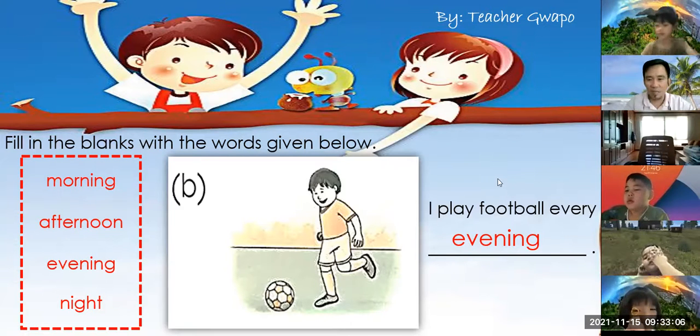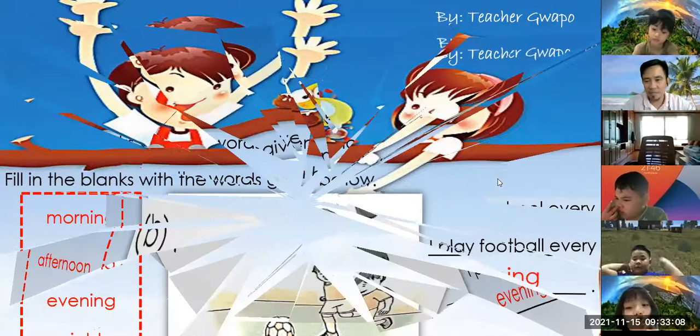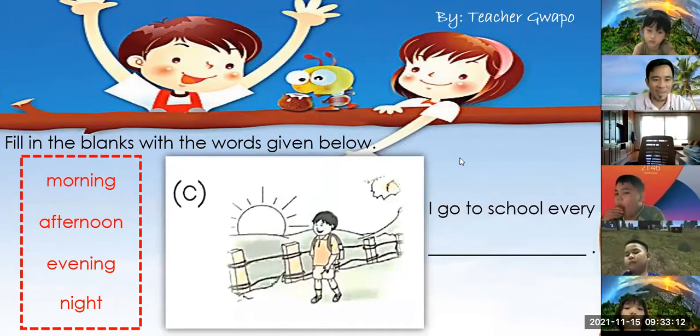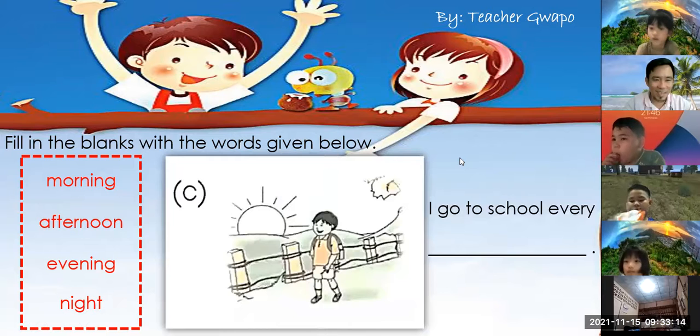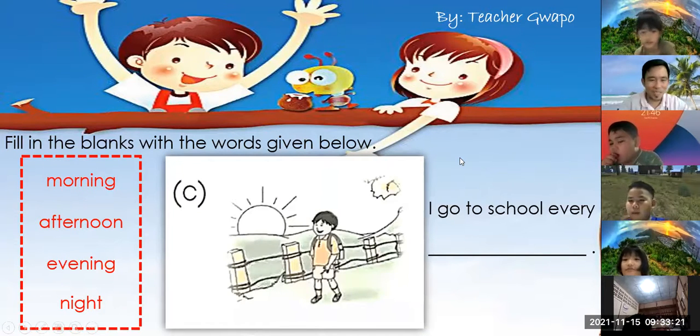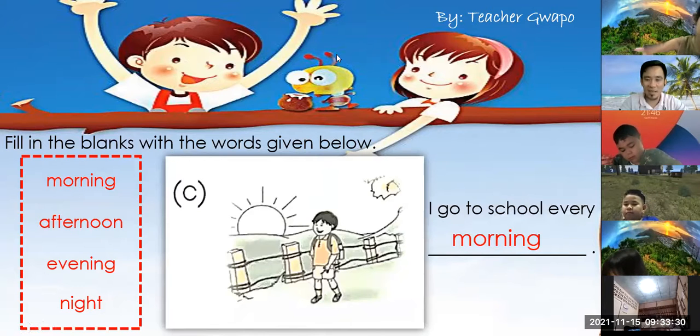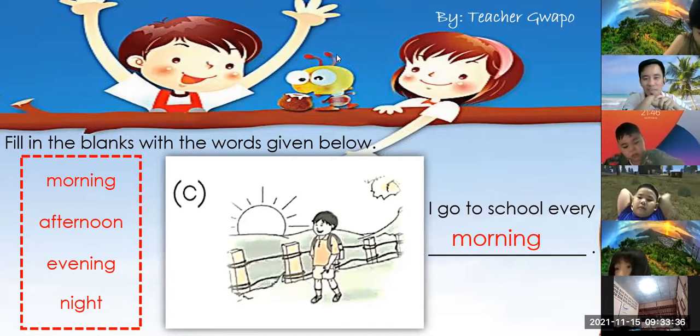Okay, letter C. I go to school every nighttime. Is it correct? What do you think? No. What time? Already closed in the night, teacher. At night time the school is closed. So what time do you go to school? Morning. Okay. I go to school every morning. So you write there morning. Morning. Base is finished. Very good.